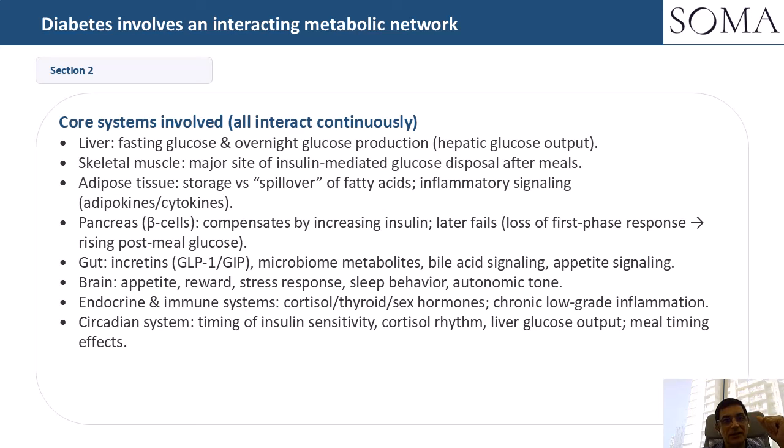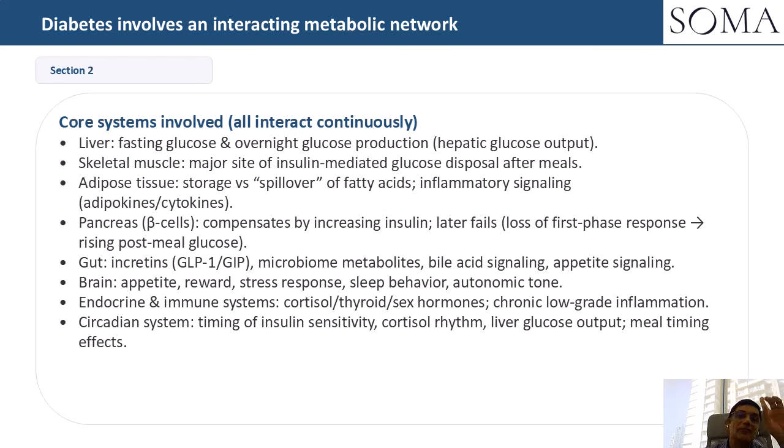Now sixth, the brain. The brain regulates appetite, cravings, stress response, sleep patterns and circadian rhythms. So brain insulin resistance, if it happens, and reward circuitry dysregulation can drive overeating, preference for hyperpalatable foods and poor adherence, not because of weak willpower but because of altered neurobiology.